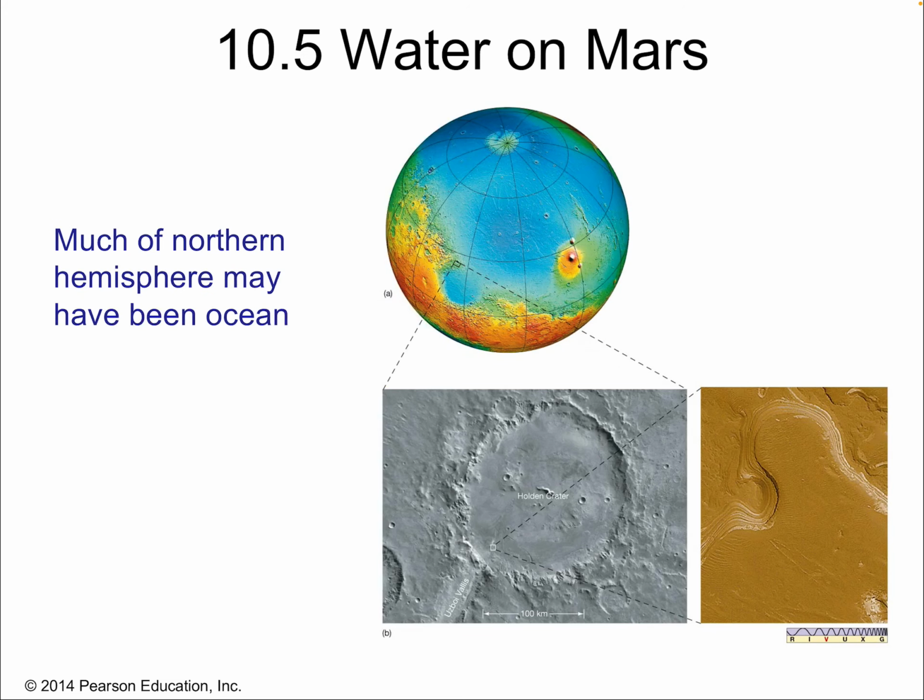Okay, now remember that northern southern hemisphere? Well, the northern hemisphere, which was lower and then obviously covered in lava at some point, the reason it might have been lower was it would have been sunk down by the weight of an ocean on top of that.